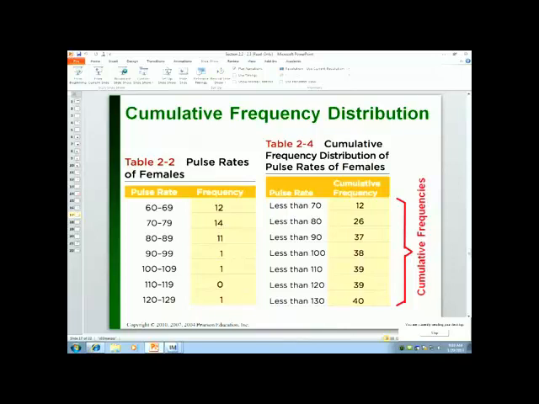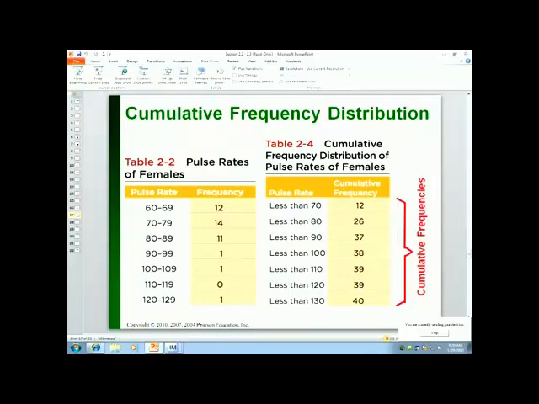Rather than just telling me how many people had pulse rates between 60 and 69, how many people had pulse rates between 70 and 79, I want to know how many people have pulse rates less than 70? How many people have pulse rates less than 80, less than 90, all the way up to everybody had a pulse rate less than 130? So just start with less than the lower limit of your second class. Everybody that fell in that first class was below 70.